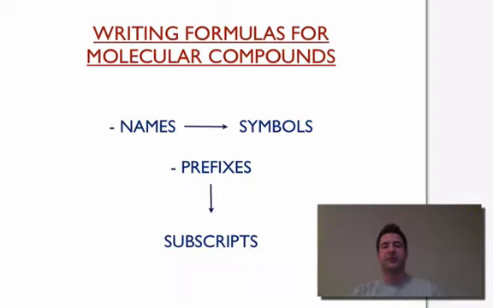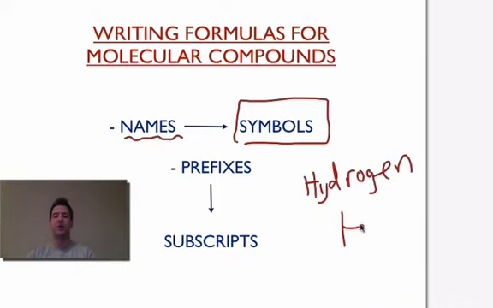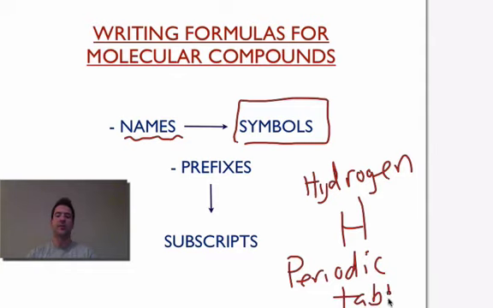Basically, the first thing we have to look at is that what we're given is the names, and we have to determine what the symbols are. So we'll have to find symbols. If I get hydrogen, I'm going to have to determine that the symbol is H. And where do I find that? Well, I find that on the periodic table of elements. That is going to be one tool that we can use to really help us write these formulas and understand the names. So we have to take the name and write the symbol.